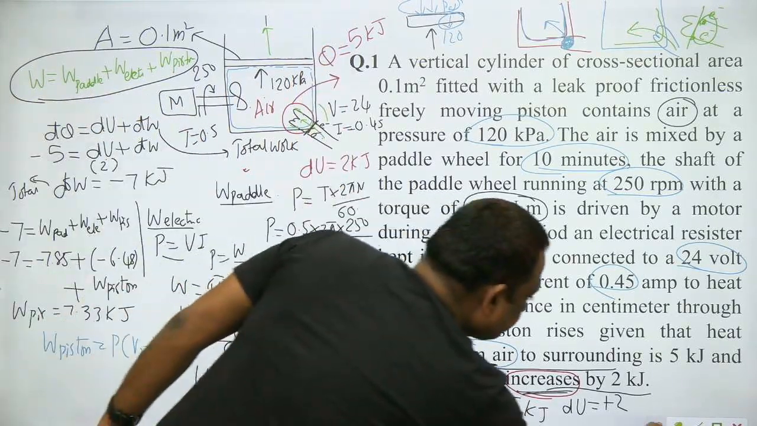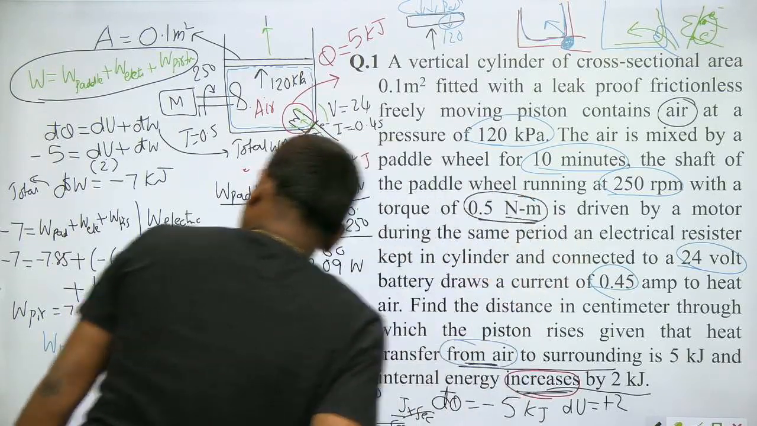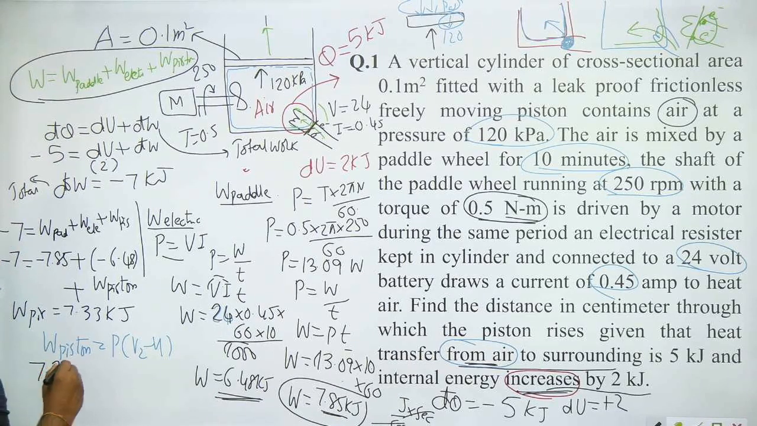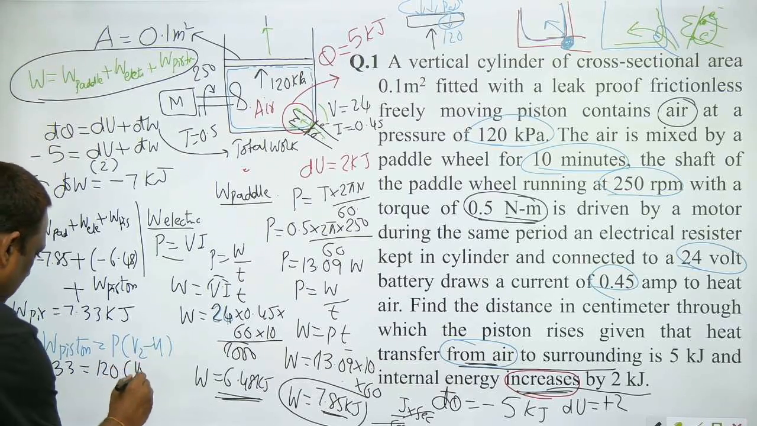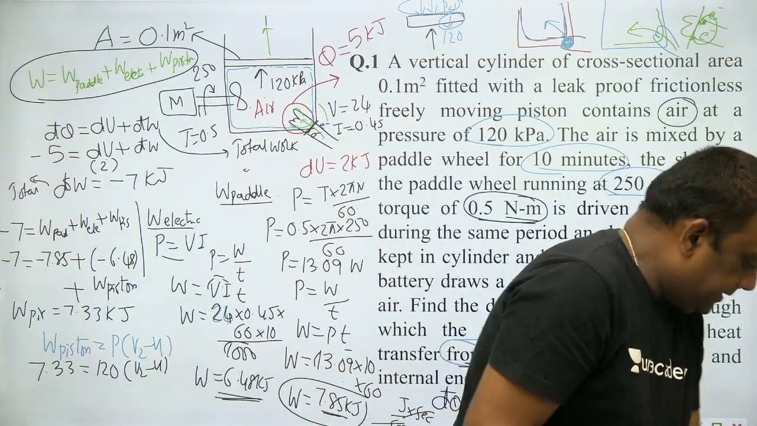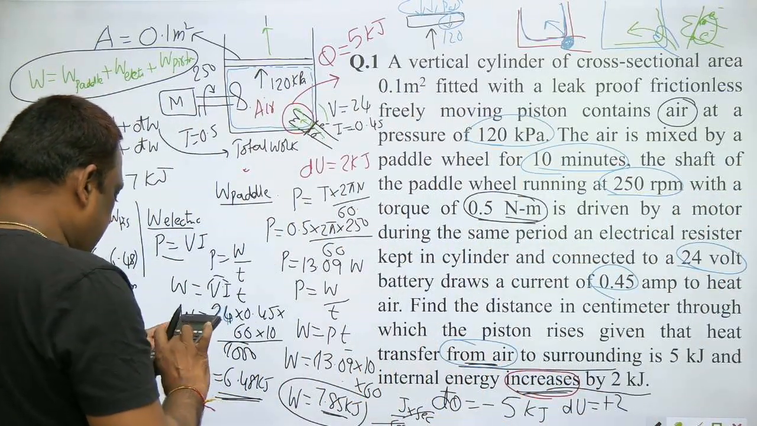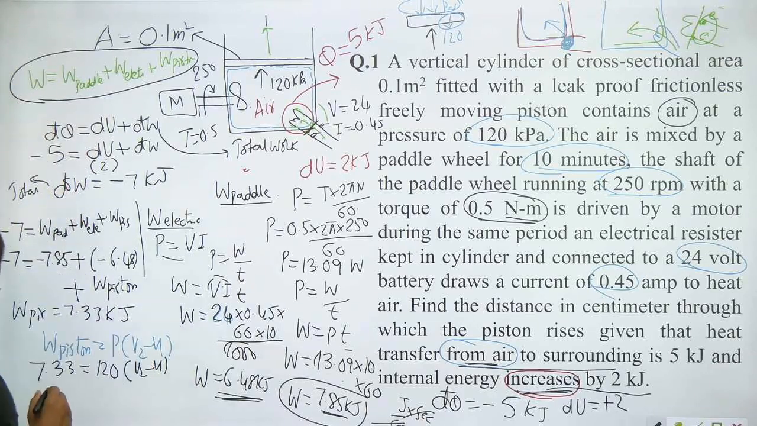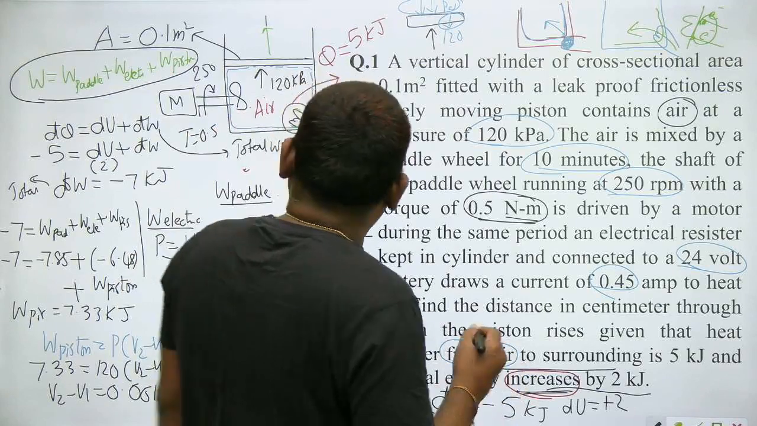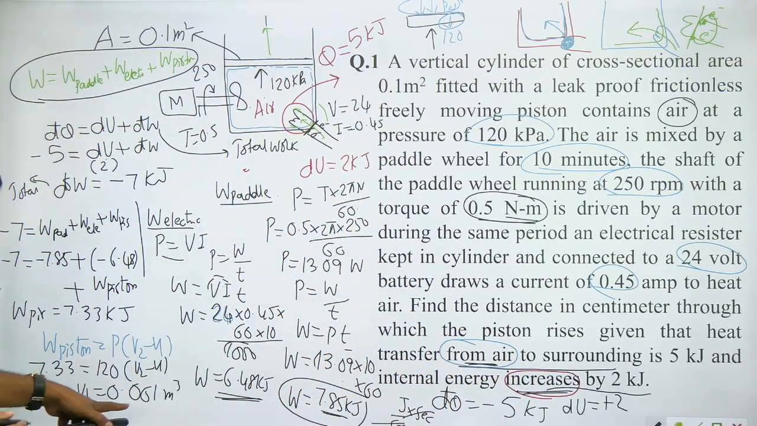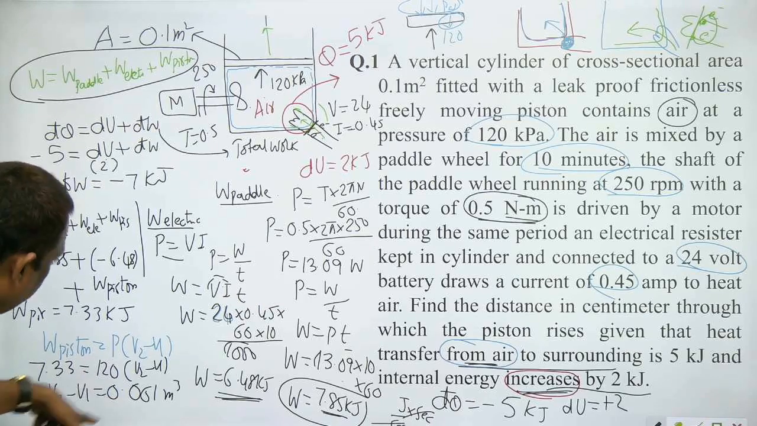So now I get, what is the piston work? 7.33, and it is in kilojoule. When it is in kilojoule, keep the pressure in kilopascal. Keep kilojoule, kilopascal. Therefore, it will be in meter cube. What is the pressure? 120 into V2 minus V1. So now when I calculate this, 7.33 divided by 120, you get the change in volume as 0.061 meter cube. But he is not asking change in volume. I got V2 minus V1 as 0.061.